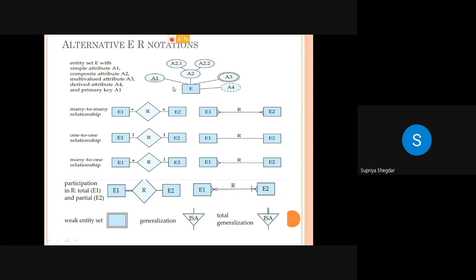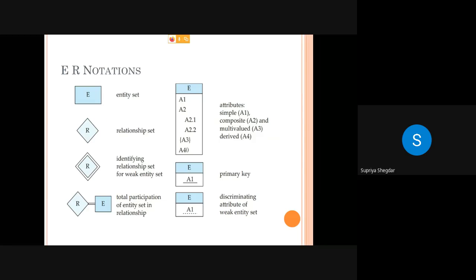So I can use either this form or this form, meaning the entity and the names of its attributes. We can use either of the notations to draw the ER diagram.